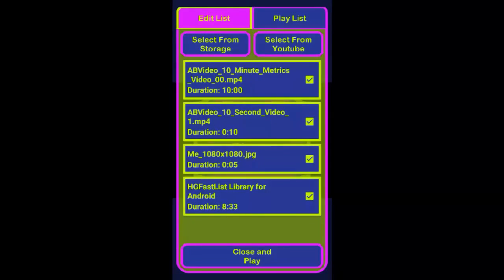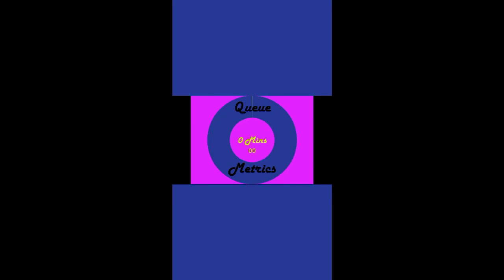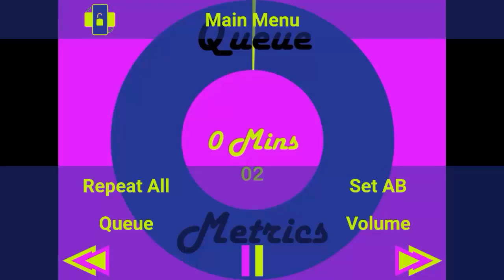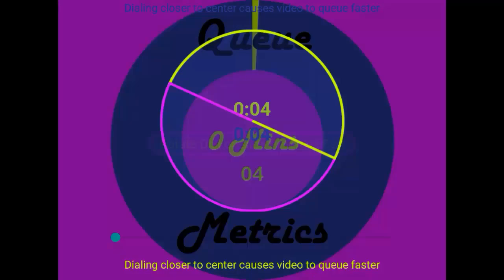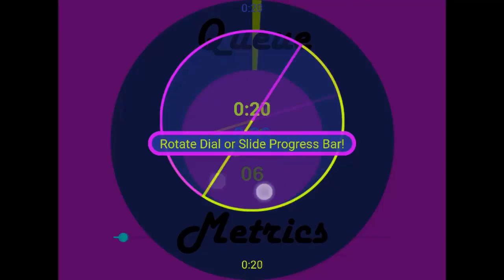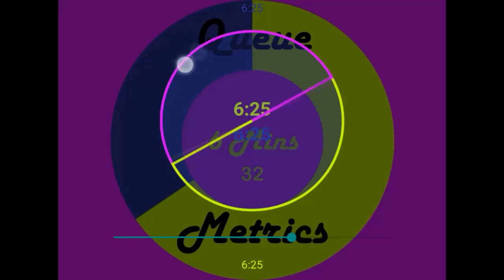The first of the three main features which separate this application from other playlist applications is the way it queues videos and sets AB repeat points. To demonstrate this, we'll press close and play, rotate the device and bring up the menu. Just press the Q button and you'll see this dial control here. Simply rotate the dial one way to fast forward and rotate the other way to rewind.